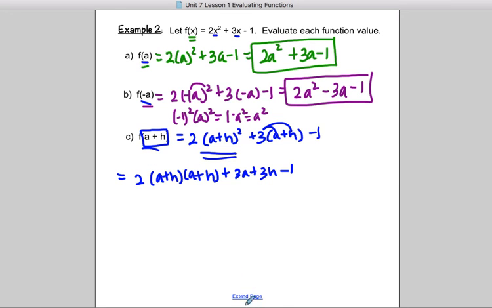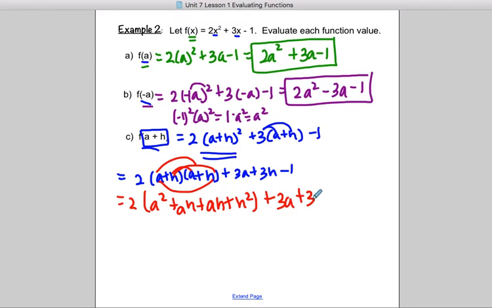Now I'm going to FOIL this piece. So it's going to be 2 parentheses. A times a is a squared, plus a times h is ah, plus h times a. You could write ha or ah. I'm going to write it as ah. And then lastly, you'll have h times h, so plus h squared. Then plus 3a plus 3h minus 1.